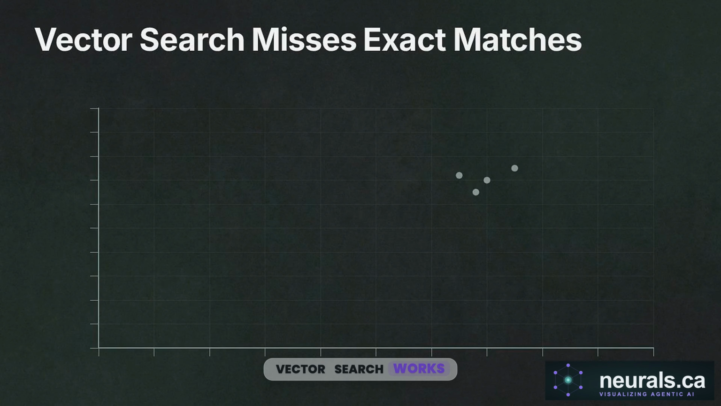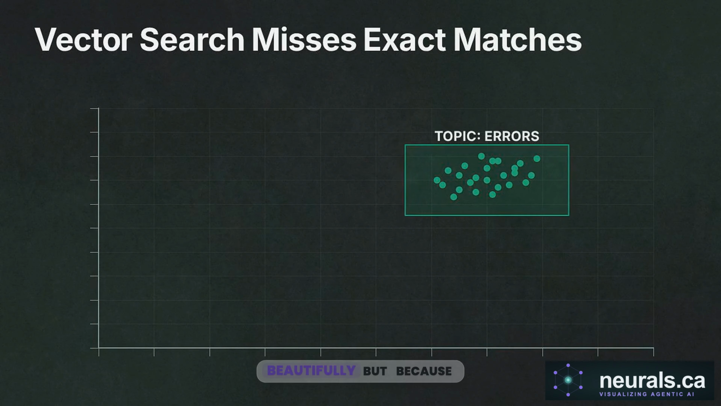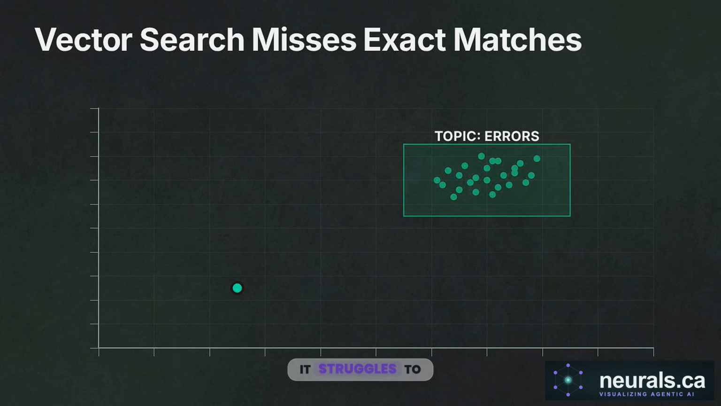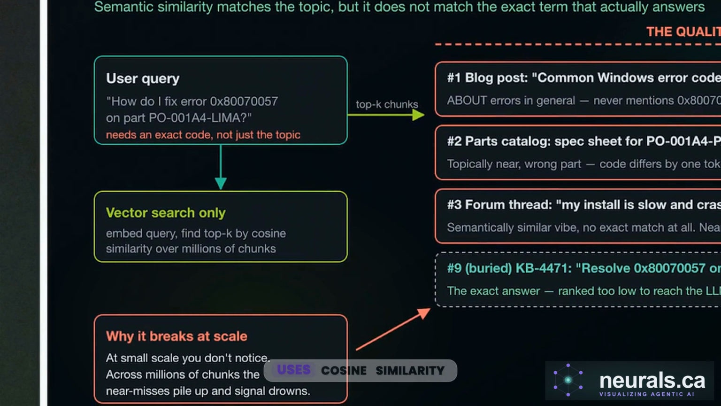Pure vector search works by mapping concepts topologically. It understands context and topics beautifully, but because it relies entirely on mathematical similarity, it struggles to recognize exact, specific alphanumeric sequences. Take a look at this retrieval flow. A user asks how to fix error code 0x80000057 on a specific hardware part, PO-001A4-Lima. The system embeds that query and uses cosine similarity to locate the most conceptually relevant chunks in the database.